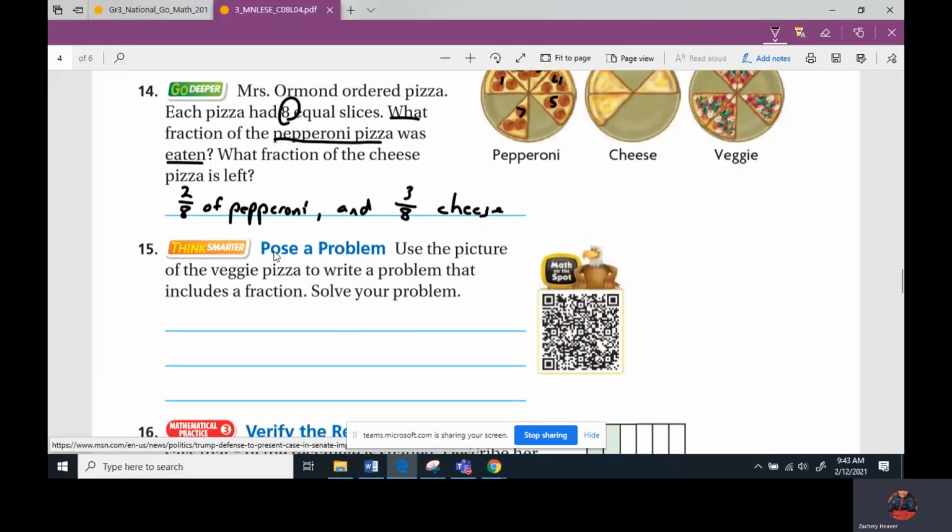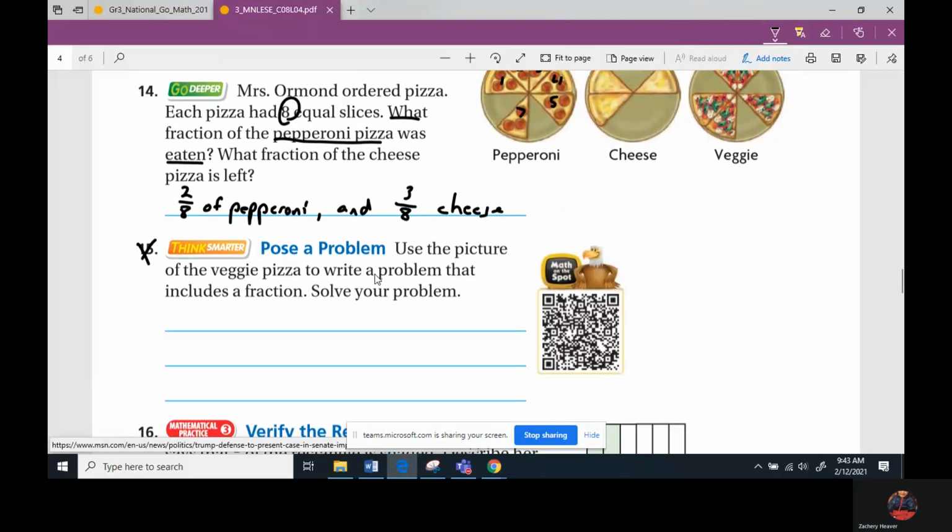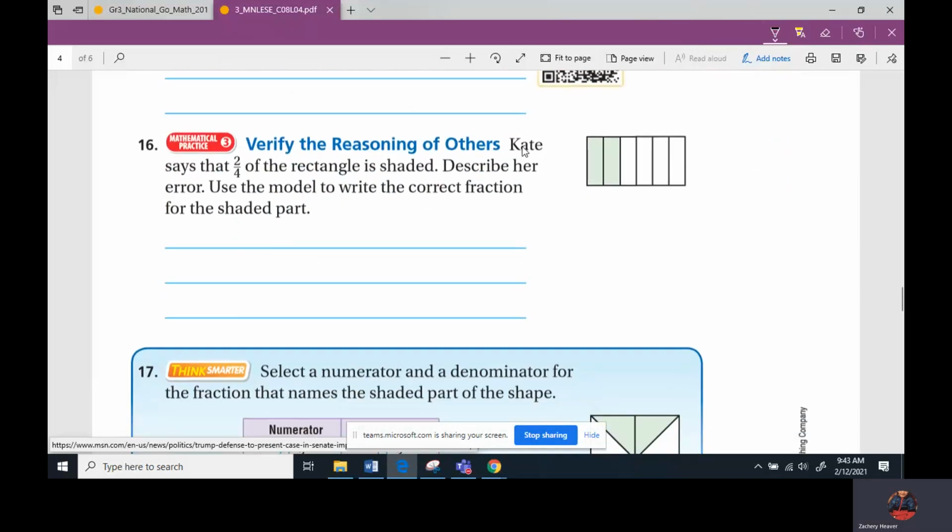It says use the picture to write a problem. We're not going to do that one. Too much room. You guys don't have enough. But we could say, what fraction of the veggie pizza is left? And you would look. There's 8 pieces, and there's 1, 2, 3, 4, 5 left. So 5 out of 8. 5/8. Number 16. It says Kate says that 2/4 of the rectangle is shaded.